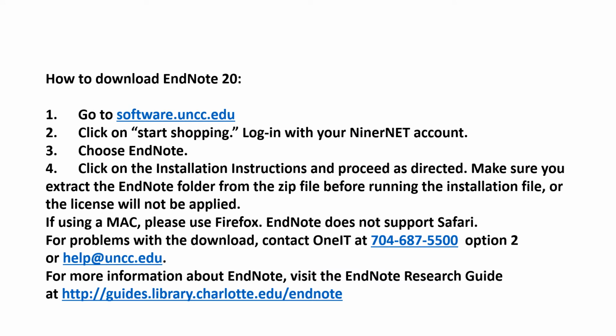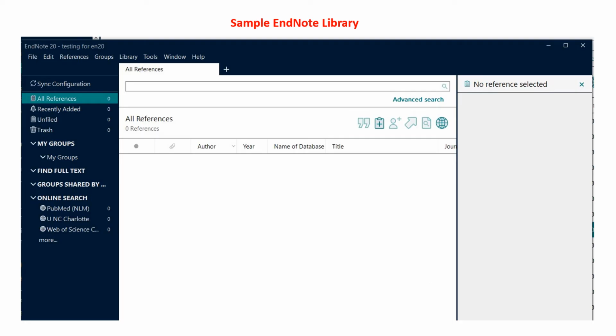To download EndNote, go to software.uncc.edu and log in with your UNC Charlotte ID. Follow the instructions on how to download. Make sure you extract the EndNote folder from the zip file before running the program. If you have problems, please contact 1IT at 704-687-5500 option 2.